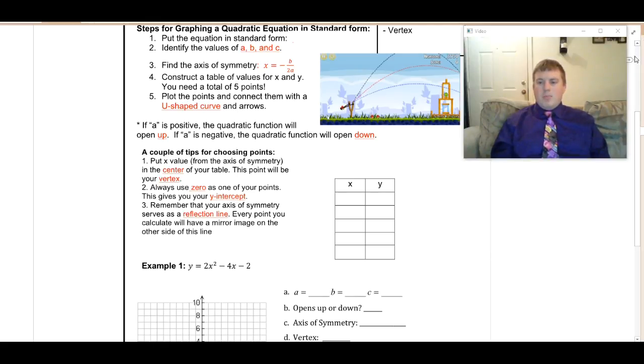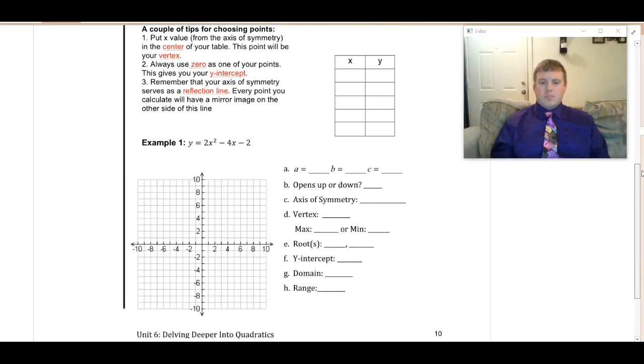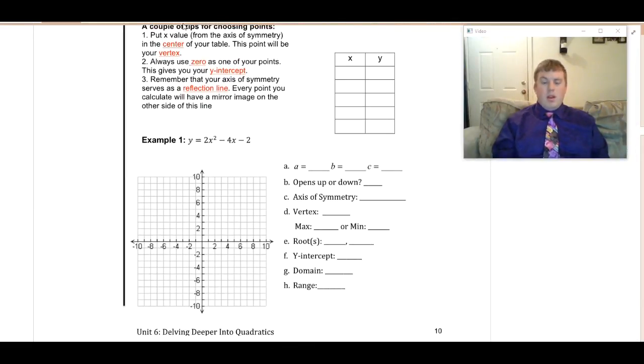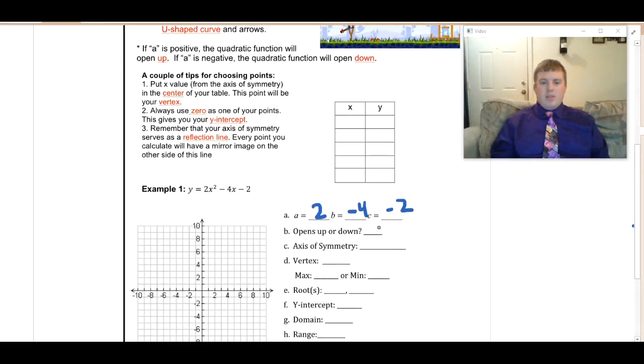So let's jump into an example so we can see this hands-on. We are given example 1, y equals 2x squared minus 4x minus 2. The first thing we'll want to do is identify our a, b, and c. Our a is 2, our b is negative 4, and our c is negative 2. Now we can already tell before we even graph this whether it's going to open up or down. We looked at the tip earlier. Our a value is positive, so this is going to open up.